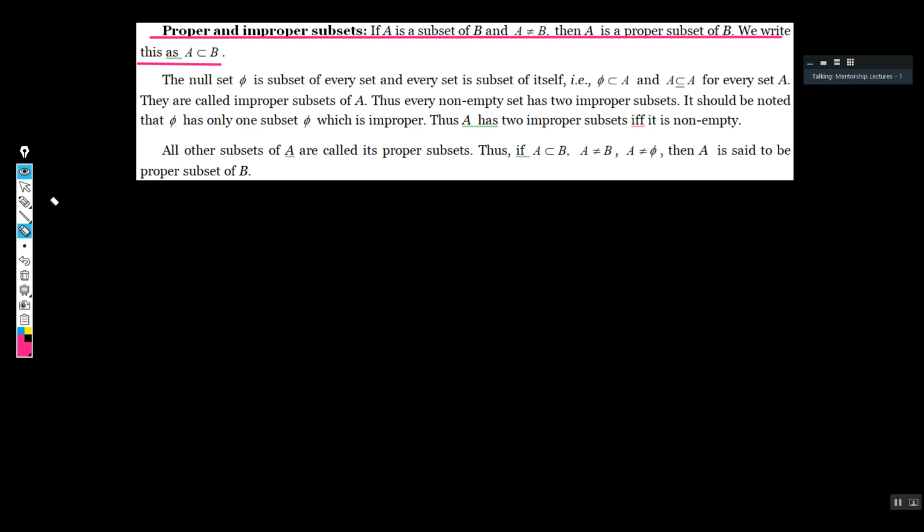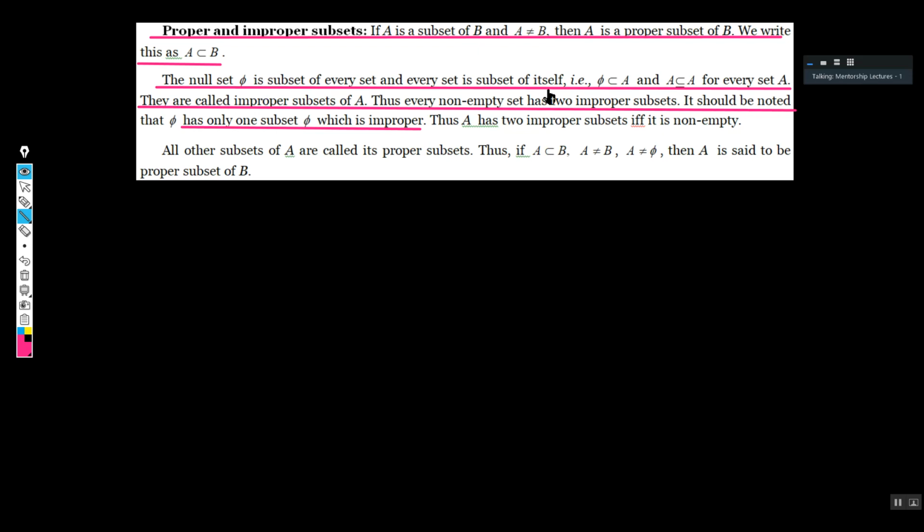So the null set phi is a subset of every set, and every set is a subset of itself. That is, phi is a subset of A, and A is a subset of A for every set A. Therefore, these two are said to be improper subsets. Just now I said that. They are called improper subsets of A. Thus, every non-empty set has two improper subsets. It should be noted that phi has only one subset, phi, which is improper.